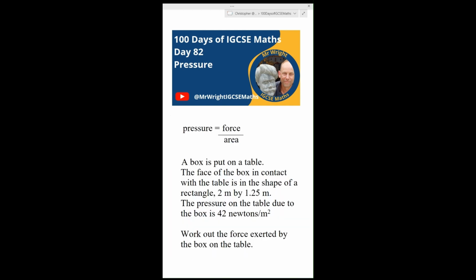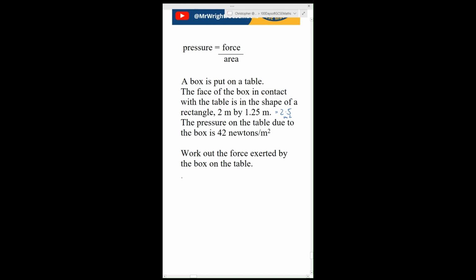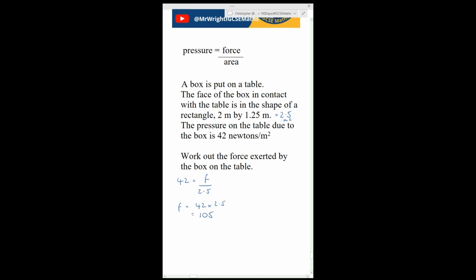It's day 82 of 100 days of IGCSE Maths Exam Questions. Now's your chance to pause the film. Okay, so I've got an area of 2 times 2.5. So my area is 2.5 square meters and the pressure is 42. So I've got 42 equals the force over 2.5. So if I multiply both sides by 2.5, I can calculate the force. It's 42 times 2.5, 105.